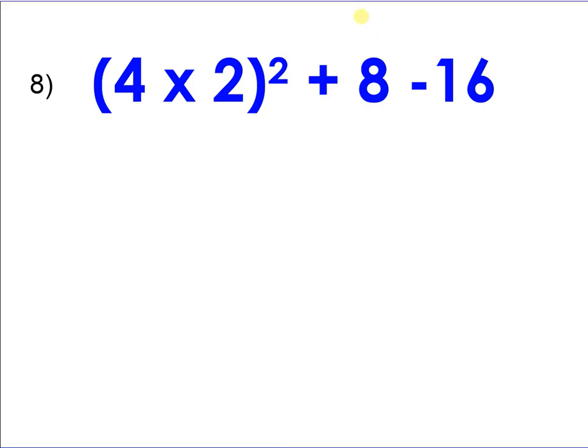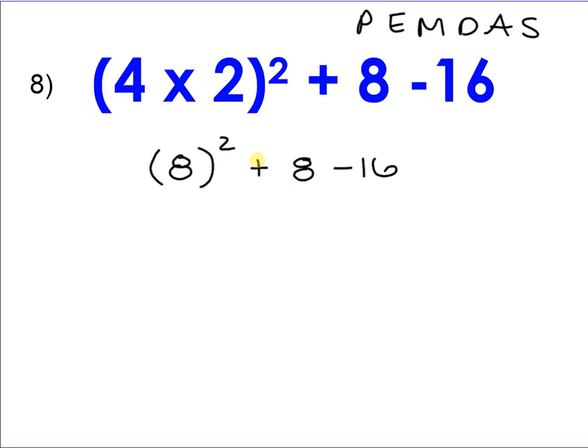Example number 8. I'm going to write my PEMDAS at the top. Okay, so I do have some parentheses here. 4 times 2 is 8. And I'm going to rewrite the rest of the problem. Cross out my P. I do have an exponent here. 8 to the second power means 8 times 8, which is 64. Cross out my exponent, rewrite the rest of the problem.